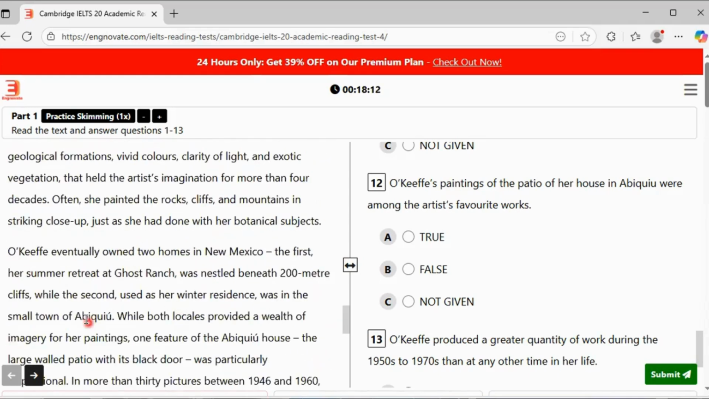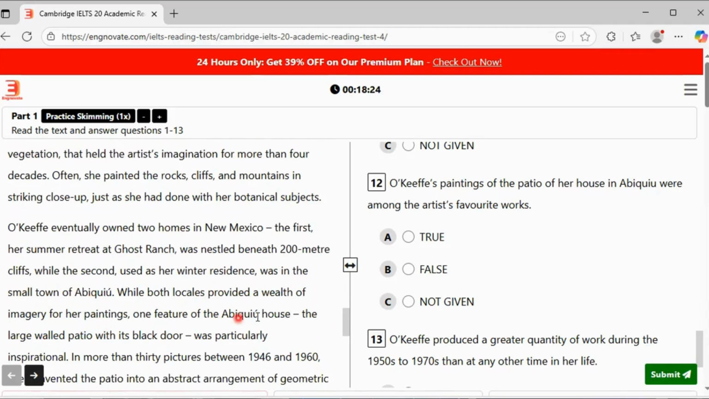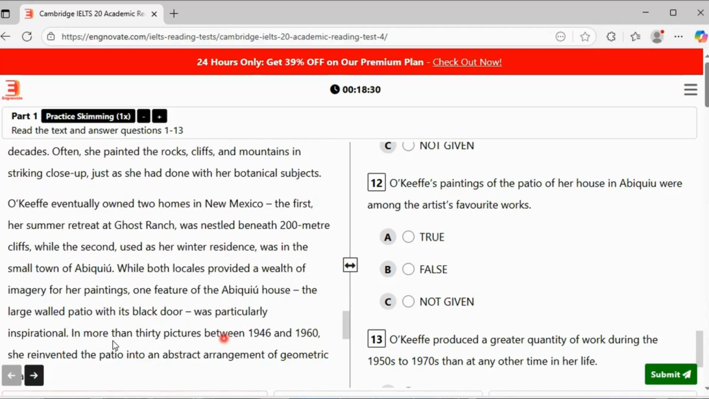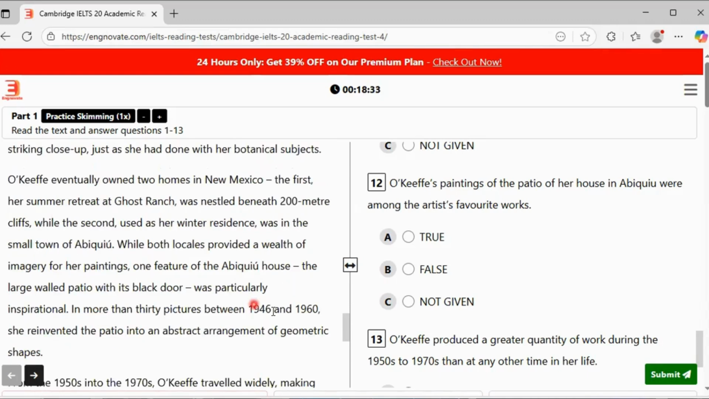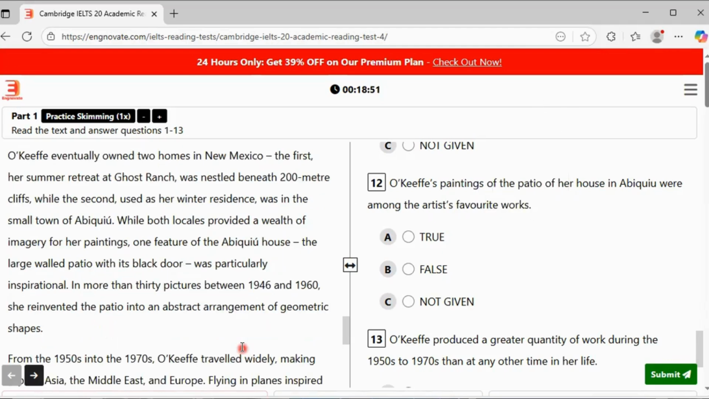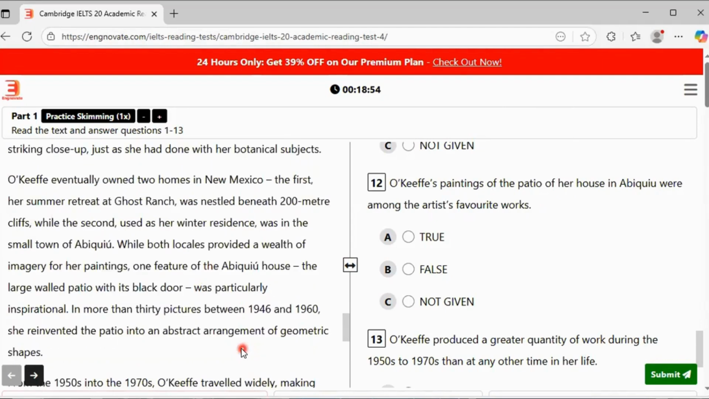Okay, see Abiquiu here. While the second, used as a winter residence, was in the small town of Abiquiu. While both locales provided a wealth of imagery for painting, one feature of the Abiquiu house, the large walled patio with its black door, was particularly inspirational. In more than 30 pictures between 1946 and 1960, she reinvented the patio into an abstract arrangement of geometric shapes. O'Keeffe's paintings of the patio of her house in Abiquiu were among the artist's. This part of favorite works, I don't know. Did they mention that?